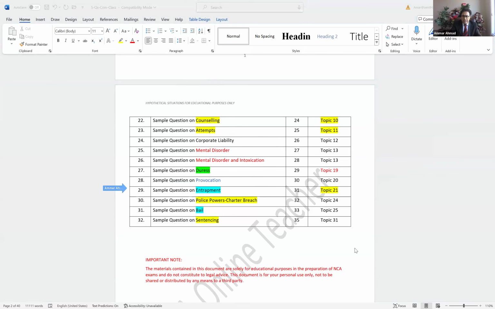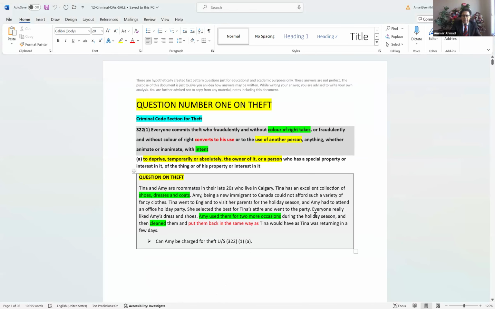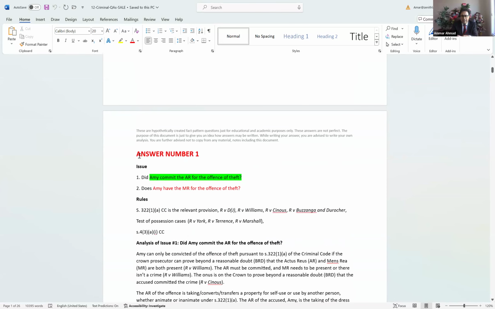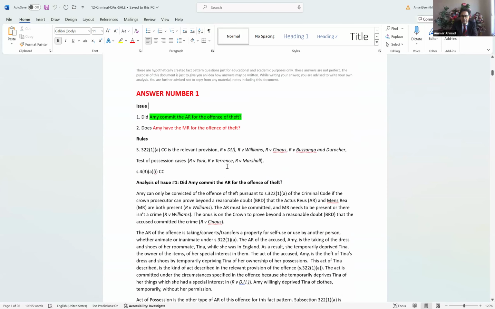Then additionally, there is an additional resource available on the website. These are 12 questions and answers. So, for example, question number 1 is on theft. This is a sample question, and then this is the answer to that question.